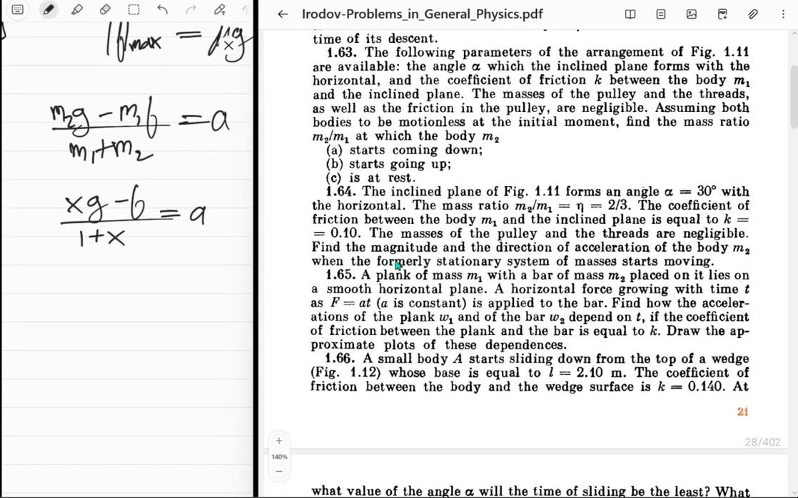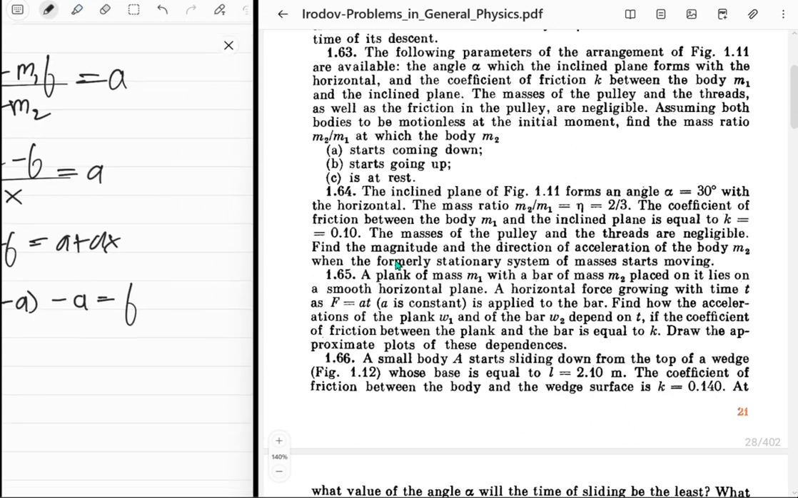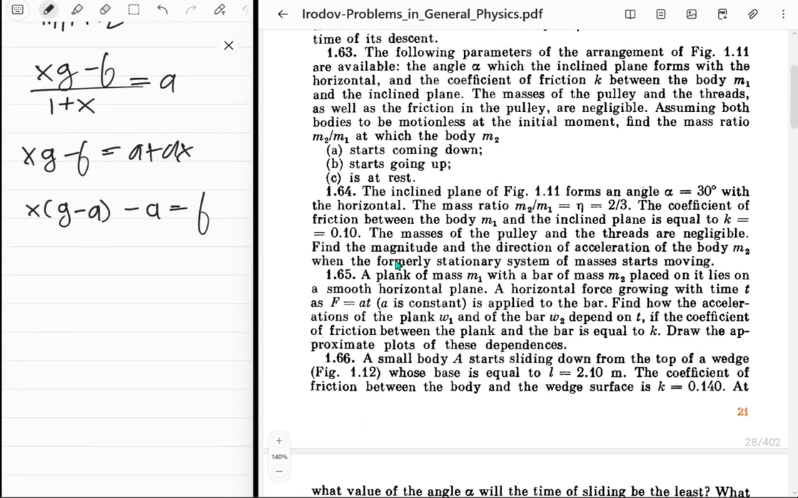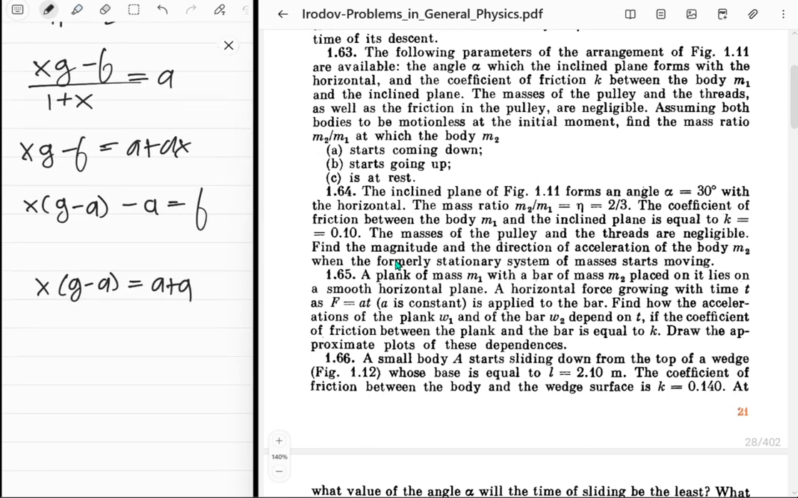So this will be x times g minus f is equal to a plus ax. And that will be x times (g minus a) is equal to friction, no, this minus a, that's equal to friction. Fine. So condition 1 is it starts going down. That is, the friction is positive and it's equal to mu times g, right? So condition A is this thing is just mu times g. That just means x times (g minus a) is equal to a plus g, whatever.